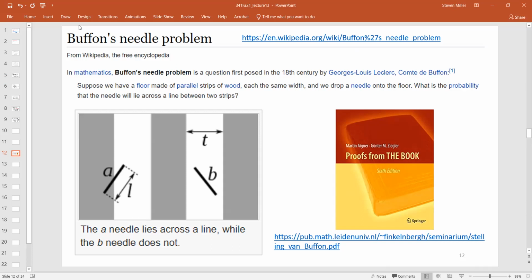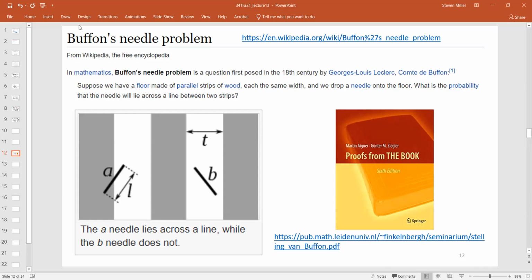So the way Buffon's needle works is you have a bunch of rods of fixed length, and you have a bunch of parallel lines that have a fixed spacing apart. So here they're using T as the spacing. And you drop the rods, and the question is, how many times do you expect the lines to be crossed by the rods that you drop? The more rods you drop, the more lines you expect.